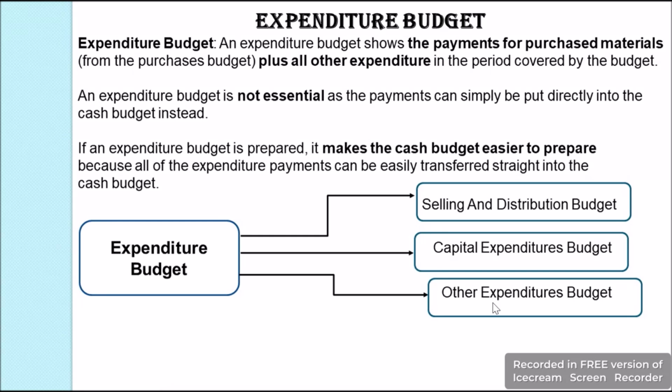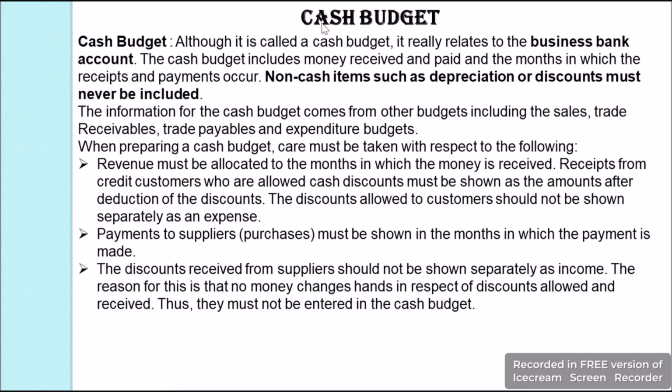But again, this is an optional budget and we will start from the cash budget. However, many companies make an expenditure budget because this makes formulating the cash budget easier, and hence this is usually made so that making the cash budget becomes easier. Now let's understand the cash budget.